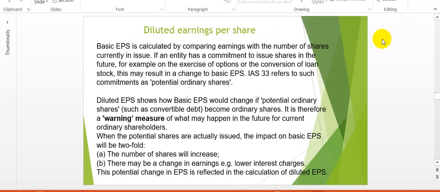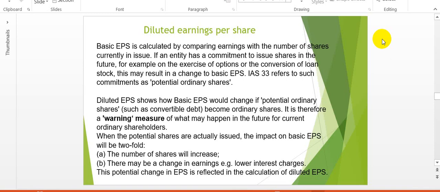The basic EPS is calculated by comparing the earnings with the number of shares currently in issue. However, if an entity has a commitment to issue shares in the future, for example, on the issue of options or the conversion of loan stock, this may result in a change in the basic EPS. The standard IAS 33 refers to such commitments as potential ordinary shares.